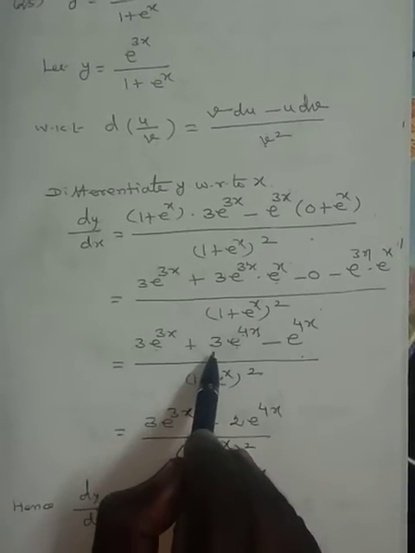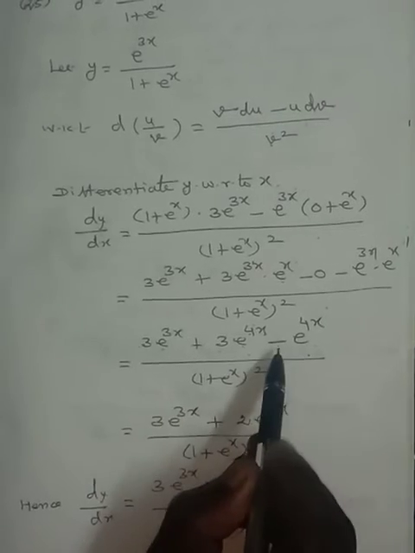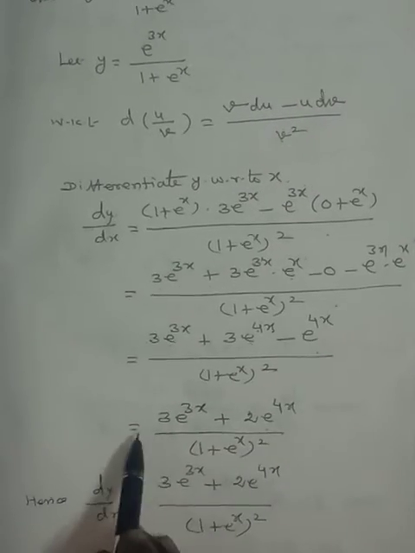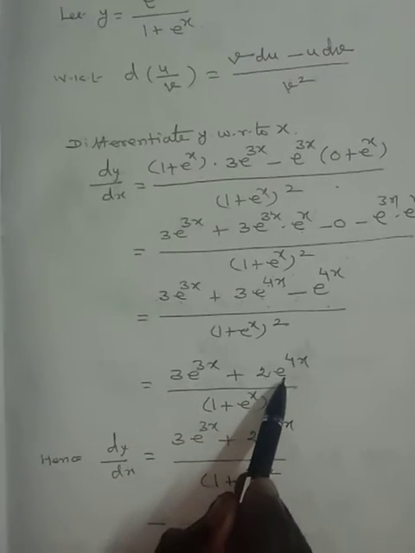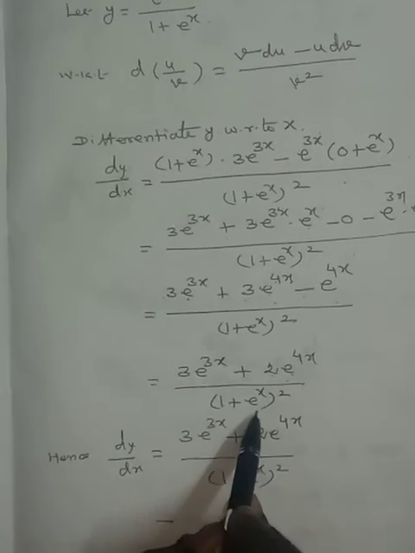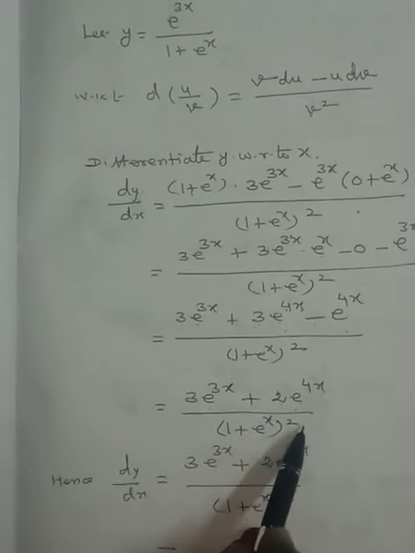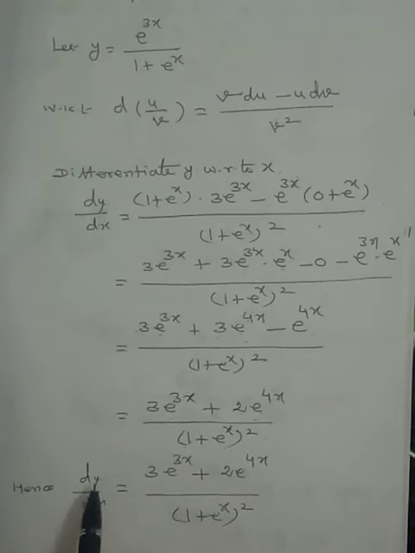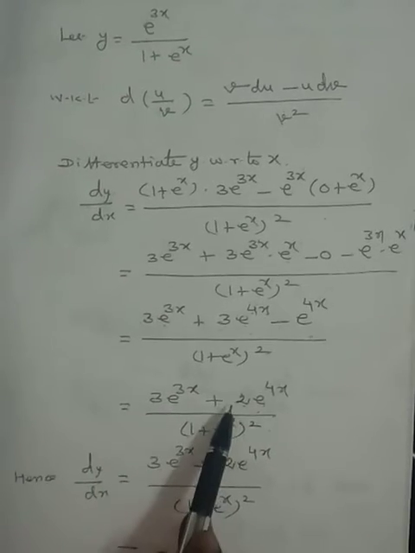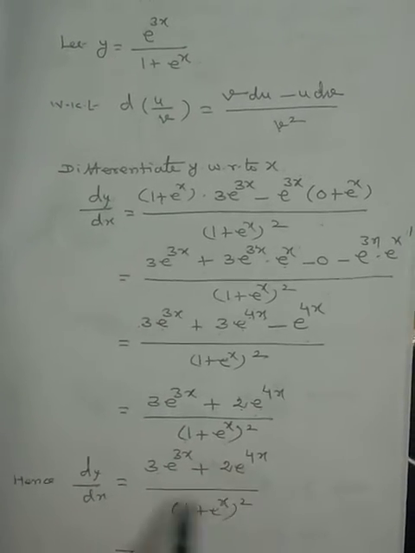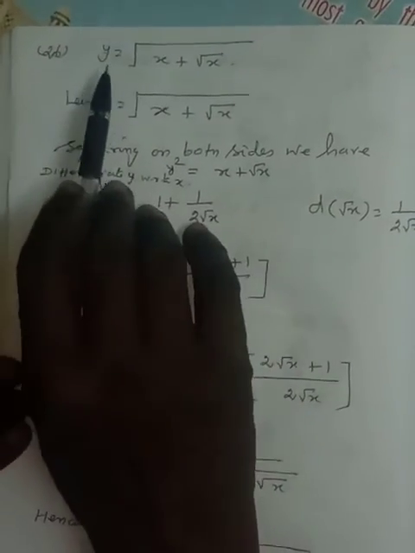Now 3 e^(4x) minus e^(4x) is 2 e^(4x). Therefore 3 e^(3x) plus 2 e^(4x), whole divided by (1 plus e^x) whole square. Hence dy by dx is equal to 3 e^(3x) plus 2 e^(4x), whole divided by (1 plus e^x) whole square.